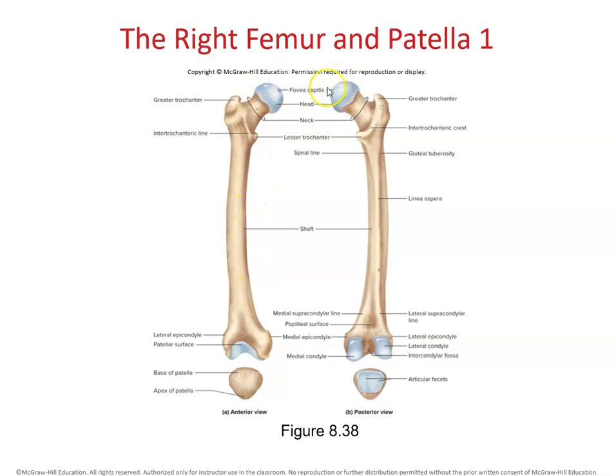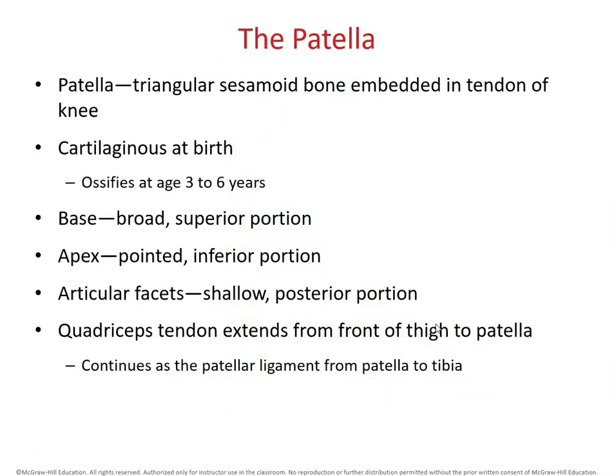Okay, so up here we have the head of the femur that's going to articulate with the acetabulum of the pelvis. Longest, strongest bone, we have the surface down here that's going to articulate with the tibia and the patella. So the patella is made of cartilage at birth. It ossifies between ages 3 and 6. It articulates with the femur and also the tibia.